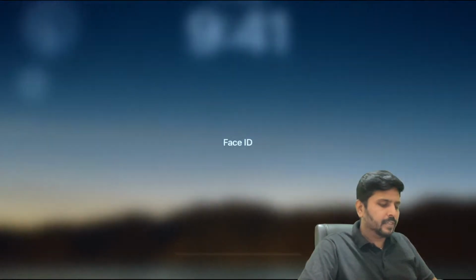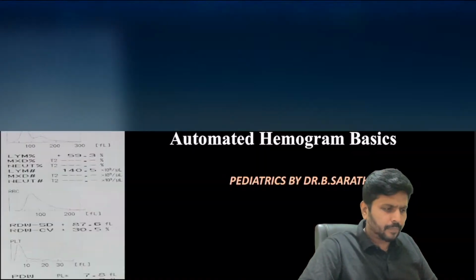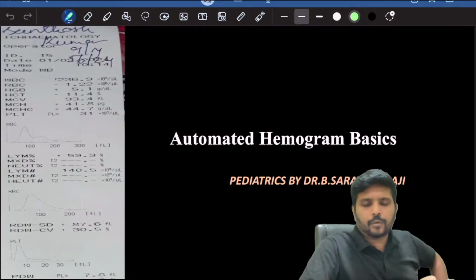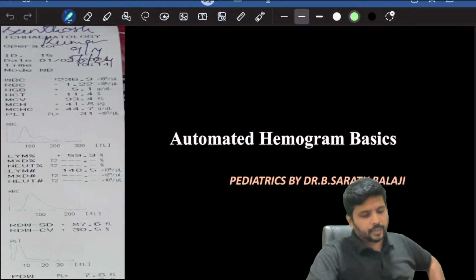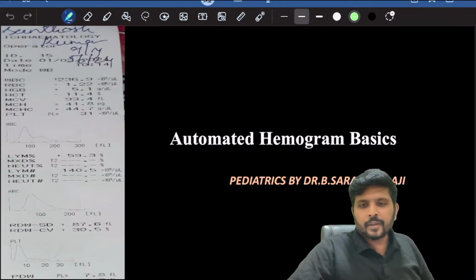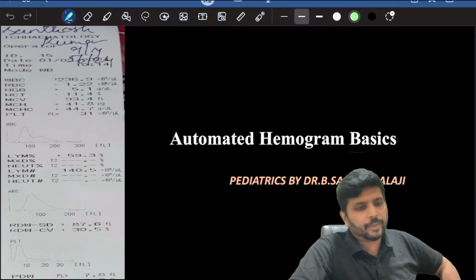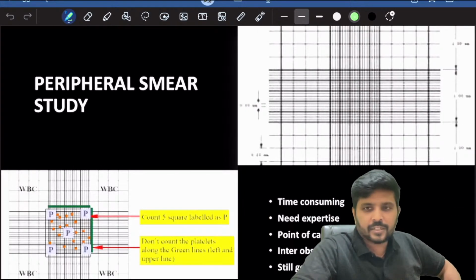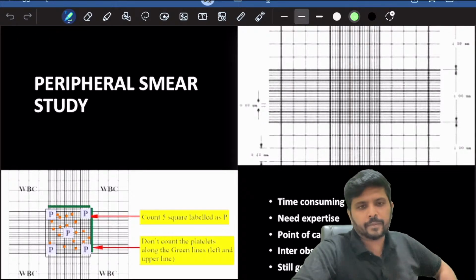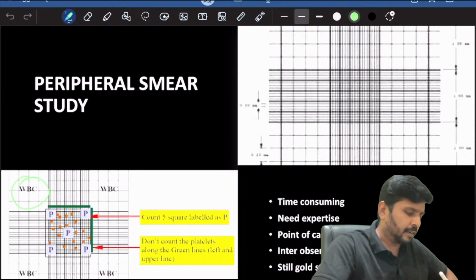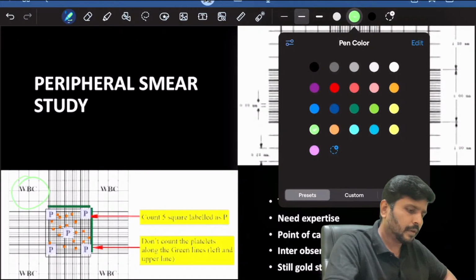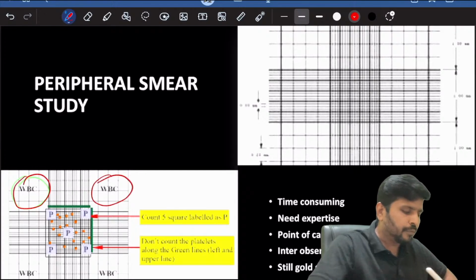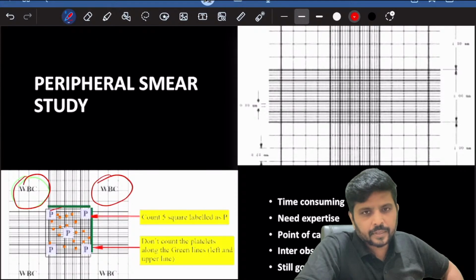Today, the topic of discussion is automated hemogram. So, what is the use of this automated hemogram? You all know that during our physiology session in second year MBBS, you might have used something called, what is this? This is called the Neubauer chamber. And in the Neubauer chamber, you utilize these spaces for WBCs, and you use the central area for platelets as well as RBCs.